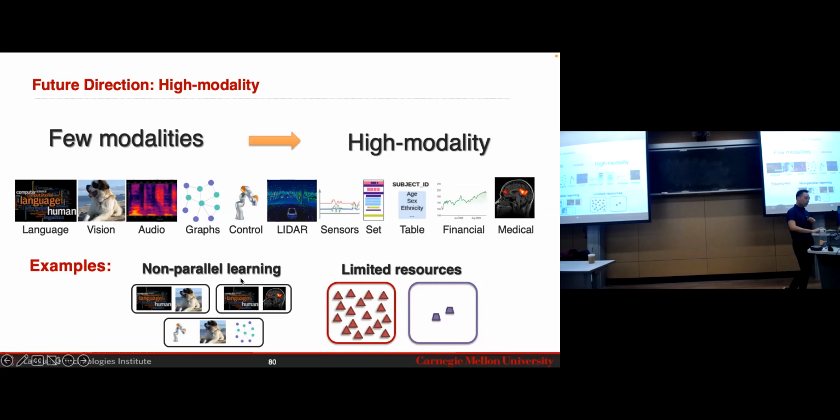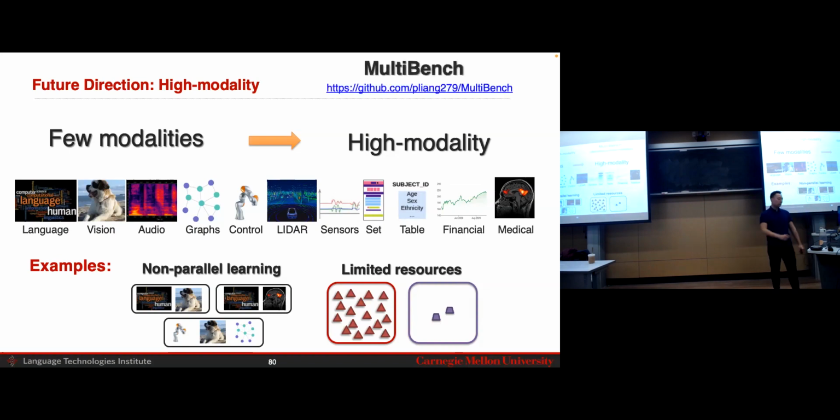That's non-parallel learning. And as you go to high modality, it shouldn't be surprising that you're going to encounter certain modalities that have less data or fewer labels or noisy labels. How do you deal with that? MultiBench, for example, is just one resource for high modality learning.